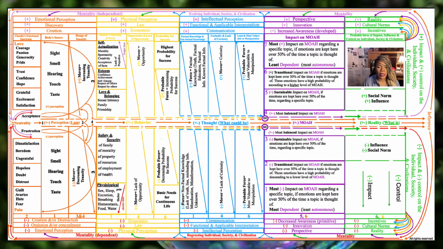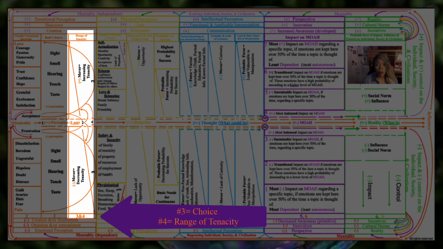The next step is number 3. Number 3 is representing choice. The choice a person or a body of people have prior to using the movers. At the bottom, you'll notice they are labeled both number 3 and number 4. And this is because it is both a constant and a mover, which is range of tenacity, labeled number 4.